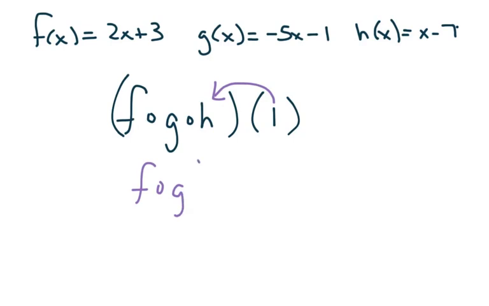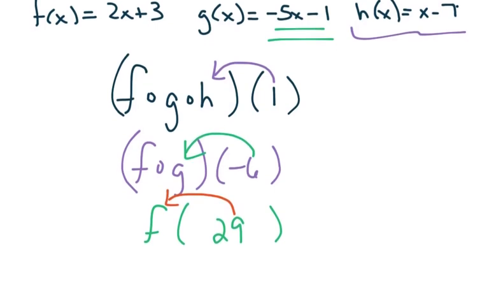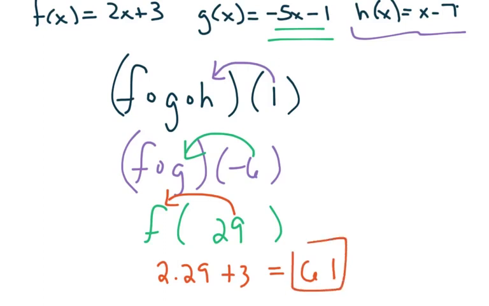Start with your input. Plug it into h. So 1 minus 7 is negative 6. That output becomes the input of the next function. So now we're going to do g of negative 6. So negative 5 times negative 6 is positive 30, minus 1 is 29. And now 29 was the output of g of x. It becomes the input of f of x. So now we're going to do 2 times 29 plus 3, which is going to be 61, and that's the final answer.